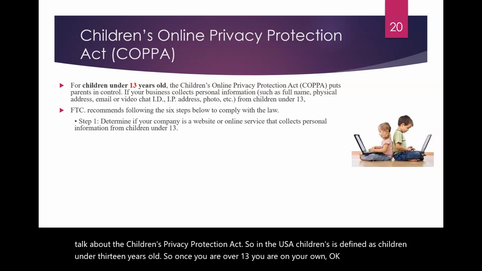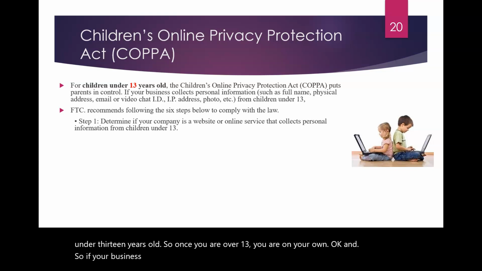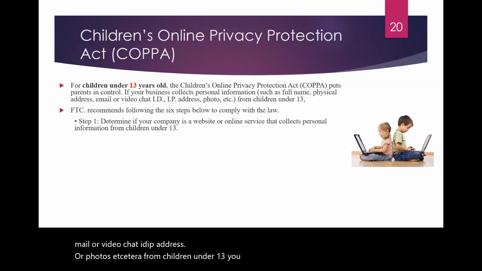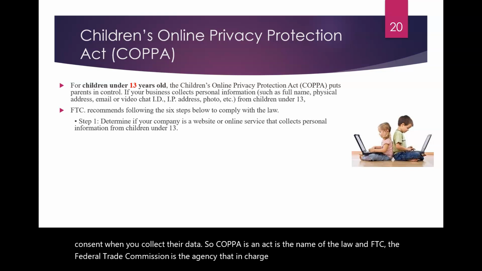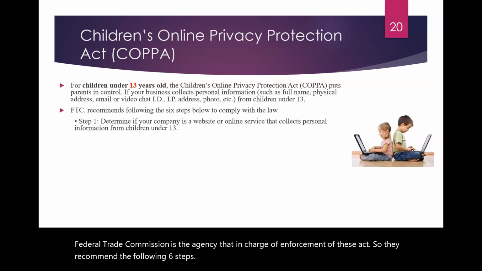And so if your business collects personal information such as full name, physical address, email or video chat ID, IP address, or photos, etc. from children under 13, you have to get parental confirmation to consent when you collect their data. So COPPA is the name of the law, and the FTC, the Federal Trade Commission, is the agency in charge of enforcement of this act. So they recommend the following 6 steps to comply with the law.